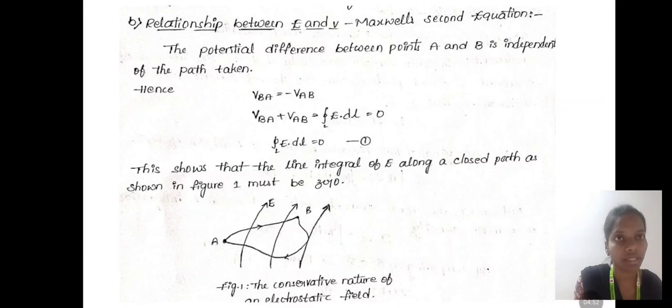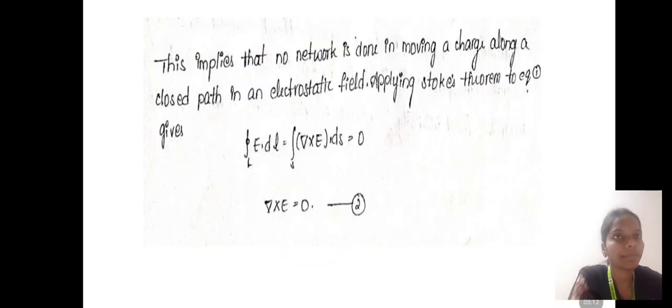We consider it as a minus. VBA plus VAB equals the total potential, the closed integral of E dot dl, which equals 0. This shows that the line integral of E along a closed path, as shown in the figure, must be 0. That implies no net work is done in moving a charge along a closed path in an electrostatic field.